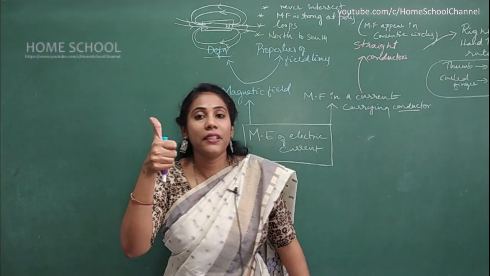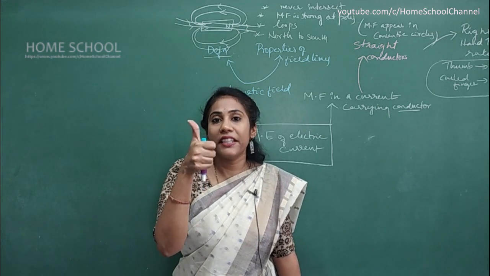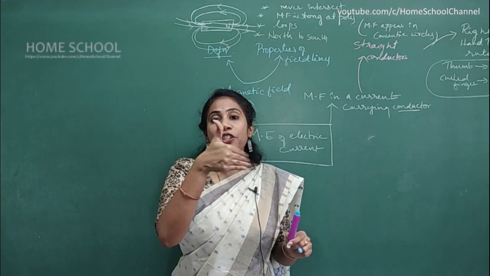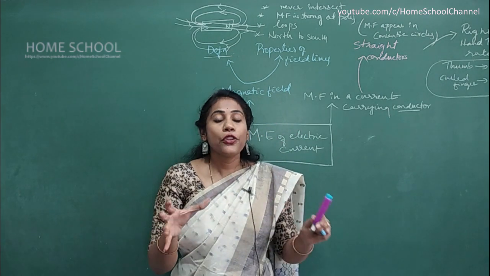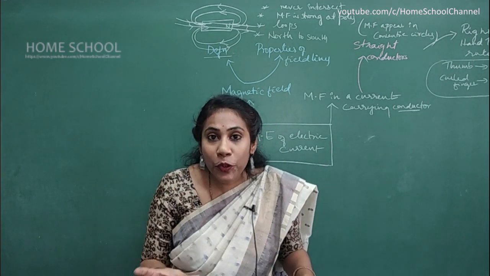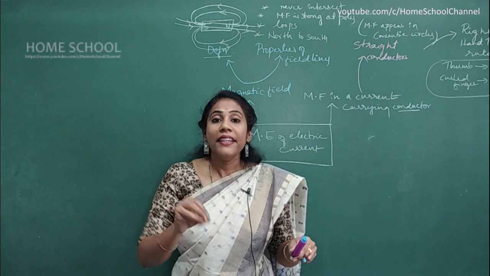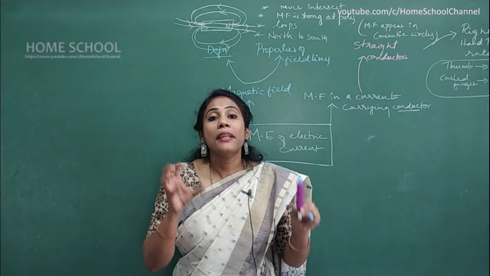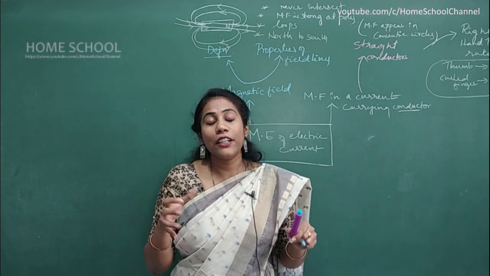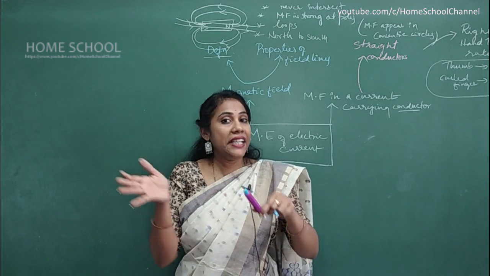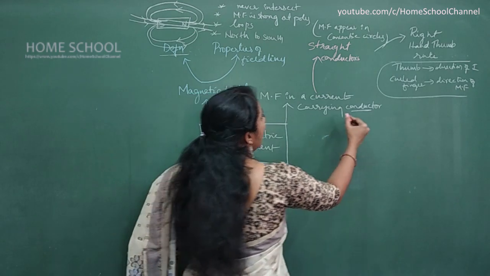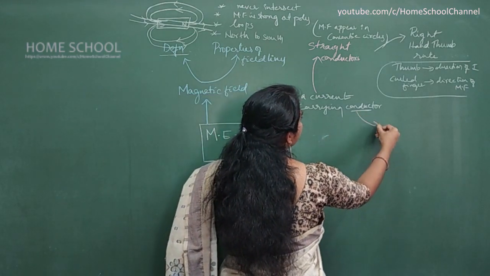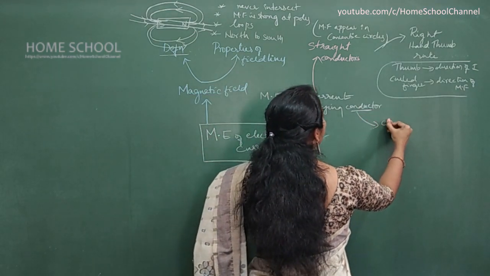If the direction of the thumb is the direction of current, then the direction of the magnetic field is given by the curled fingers, right? So using the right hand thumb rule, we can identify in what direction the magnetic field is generated when a current is carried in a straight conductor. Clear? And in the same heading, next you studied if the conductor is a circular loop.